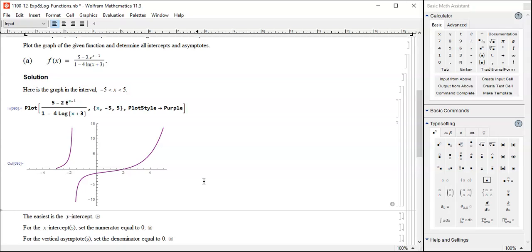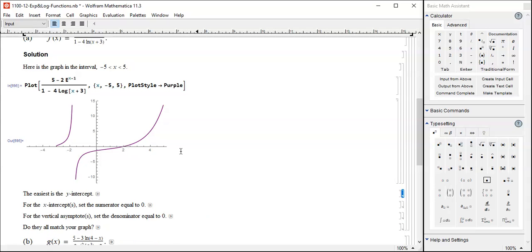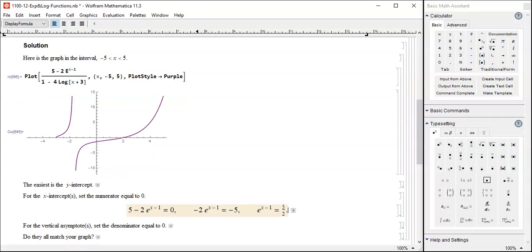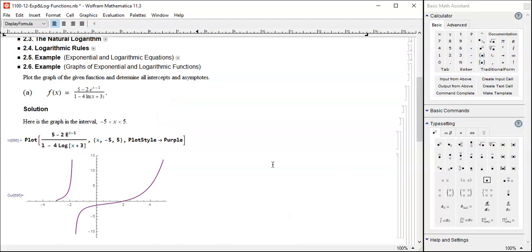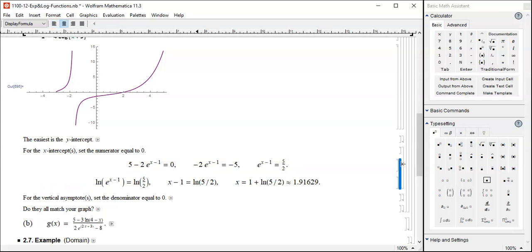And then we want all intercepts and asymptotes, so okay, y-intercept here, x-intercept here, and vertical asymptote here. The y-intercept is easiest. Plug in x equal to 0, no problem there. For the x-intercept, the numerator has to be equal to 0, so that was an exponential equation. You can solve it by solving for the exponential and then taking the logarithm.